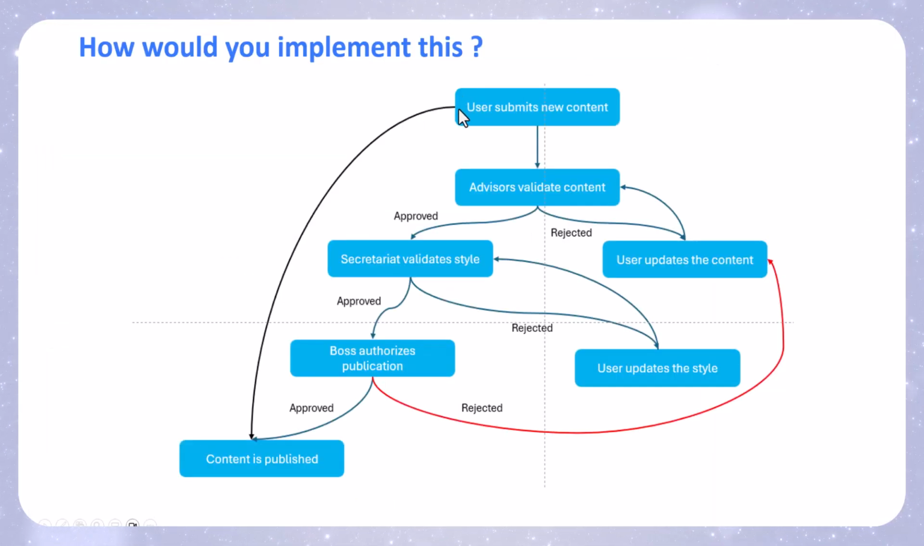And if you have this business process, how do you implement this? So a user submits a content, then this content has to be validated by the advisor. Then you go to the secretariat. If it's approved, you go here. But if it's not approved, you go there. So you ask the user to update the style. The user updates the style. You go back here, and then you go back there. See, so how do you implement this stuff? So this is highly complicated with Power Automate. It's possible, but it's very complicated to maintain, and it's even more complex when the business changes the business logic.